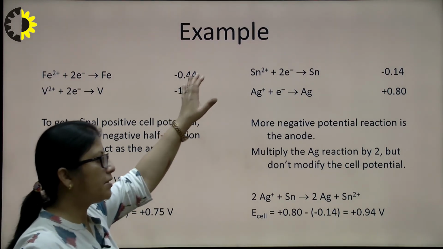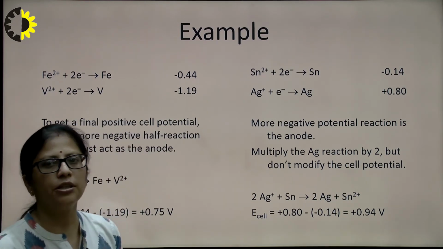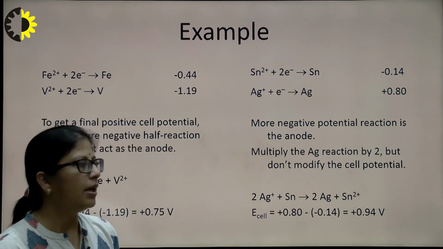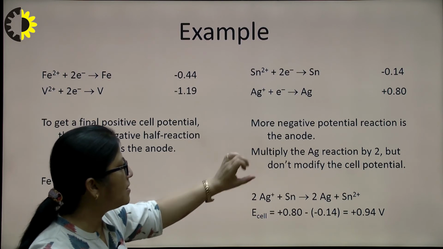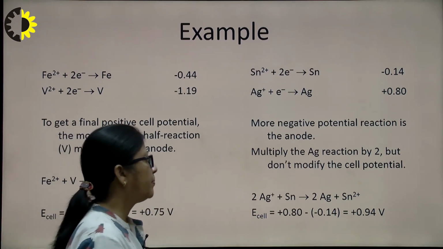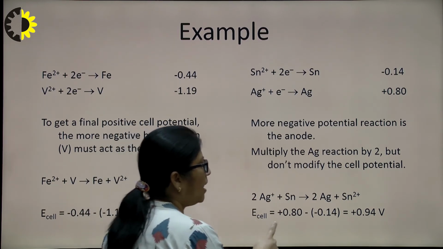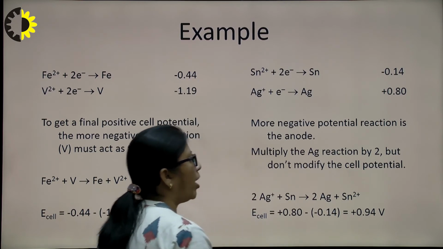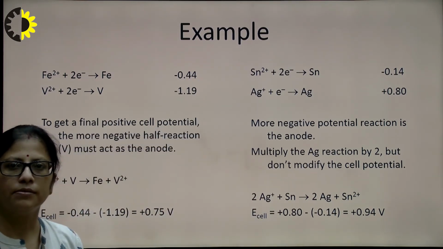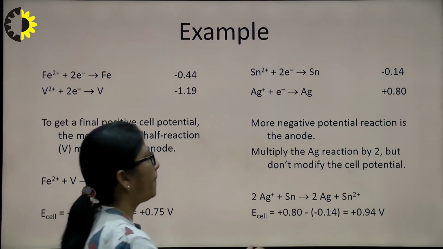We have taken the same example with tin and silver. The more negative potential reaction is the anode. We are going to balance it out by multiplying the silver reaction by 2. So, here the overall E cell will come out to be plus 0.94 volts. This is how we calculate the E cell.